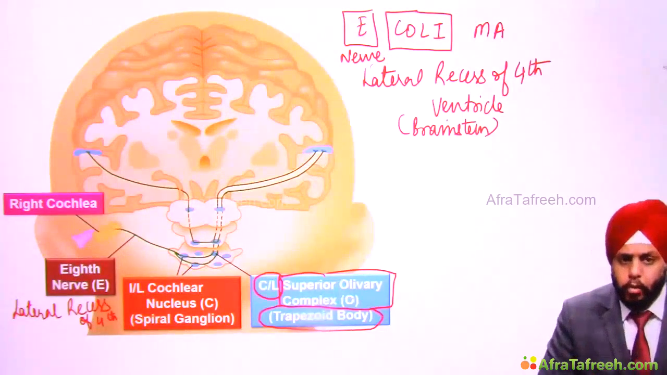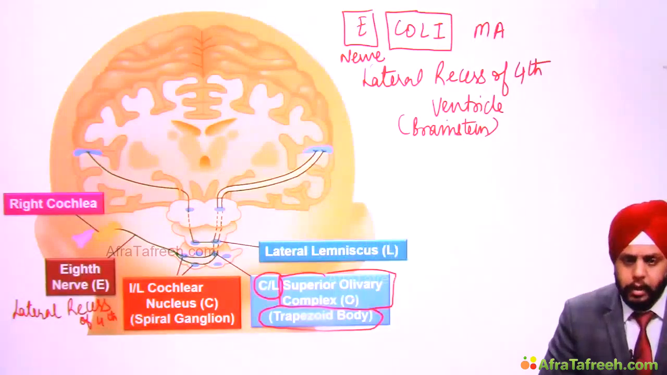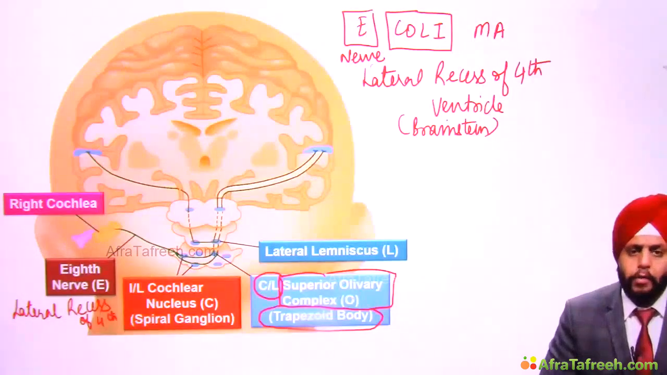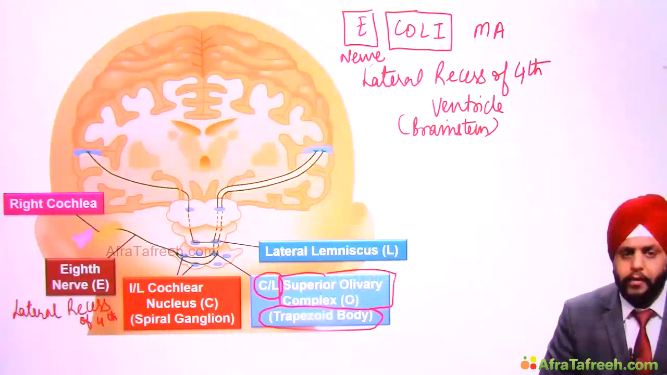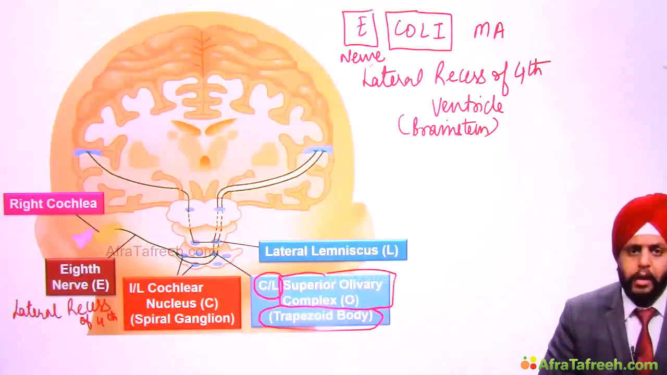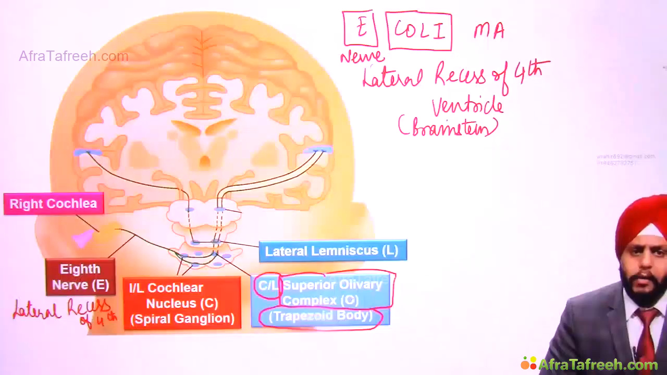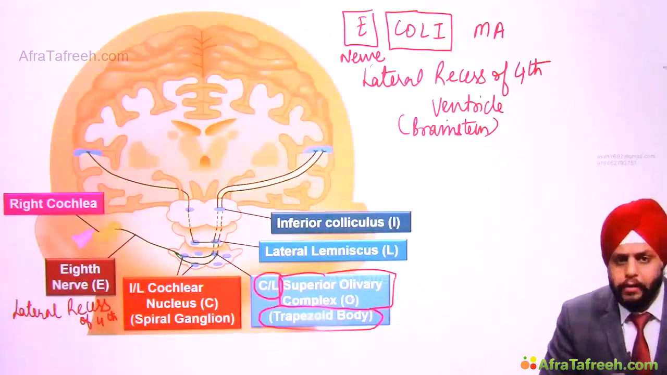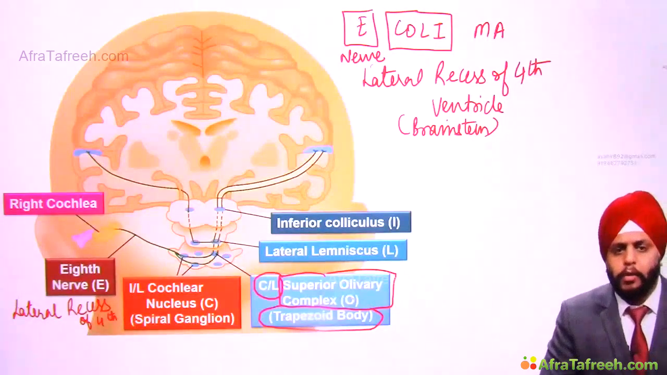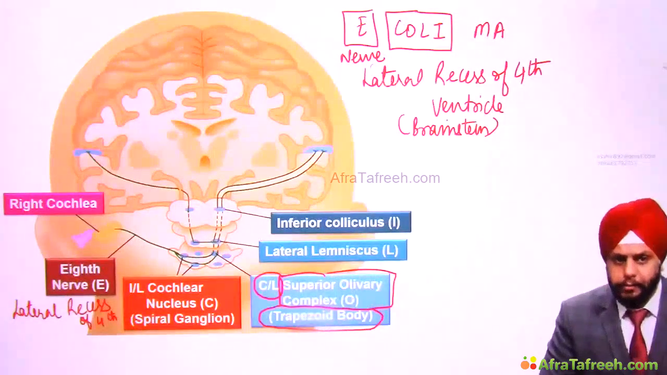So from O the sound goes to L. L stands for lateral lemniscus. L also stands for largest. Why I am saying L for largest, I will explain later. Just remember that L stands for lateral lemniscus. From here the sound goes to I. I is inferior colliculus. So now you see cochlear nucleus, superior olivary complex, lateral lemniscus, inferior colliculus. These are all part of your brain stem.